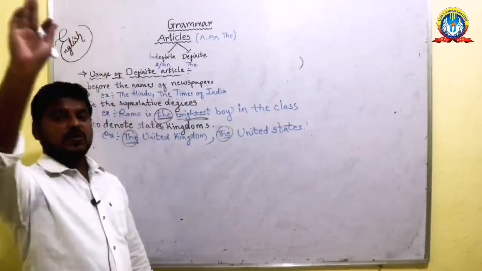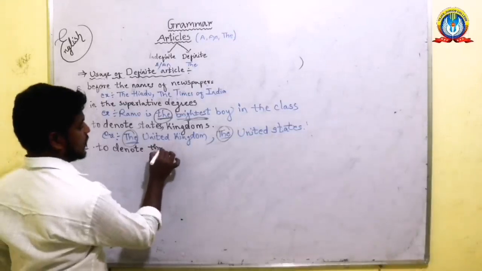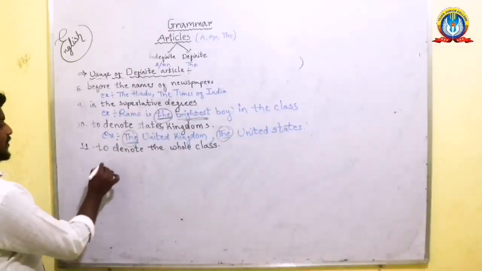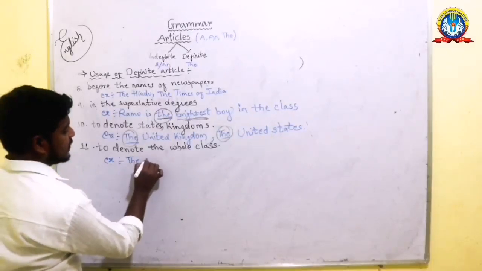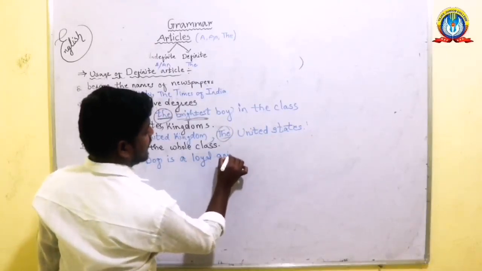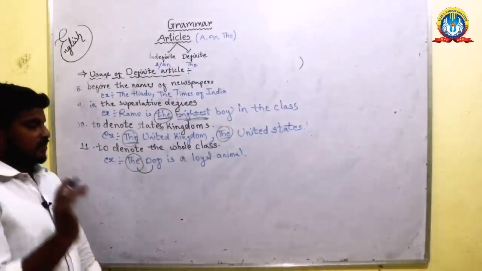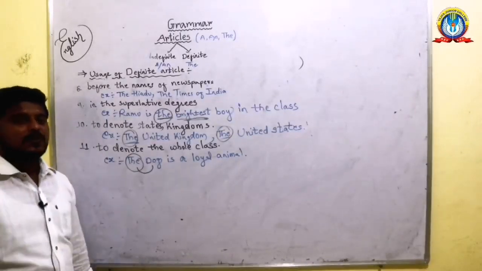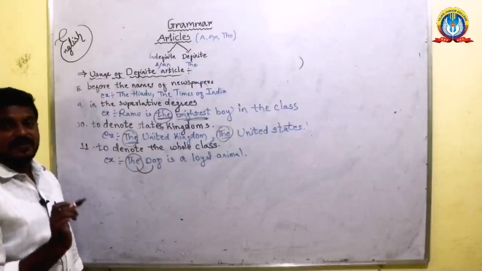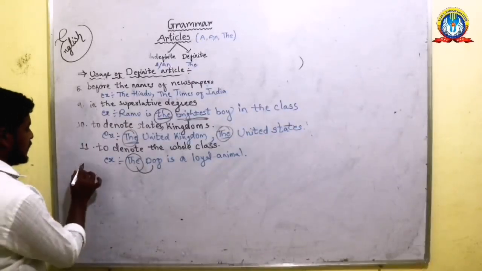To denote the whole class. Example: the dog is a loyal animal. Here, "the dog" represents the whole group, not a single dog. The dog is a loyal animal. Article "the" is used to denote the noun dog here, representing the whole family of dogs. That's it. Let's go for the next rule of articles.